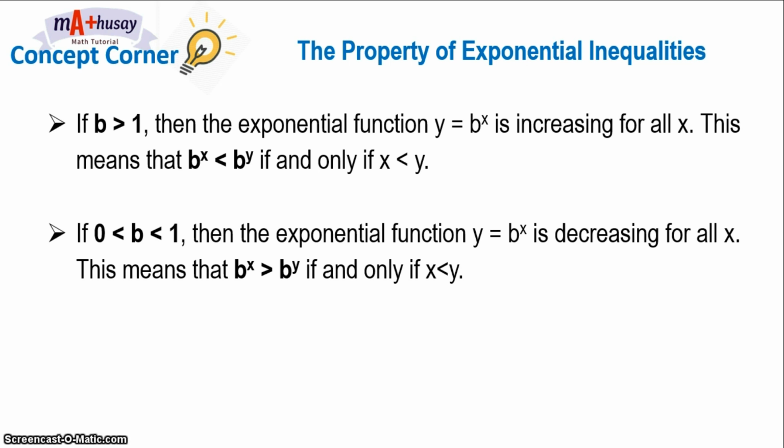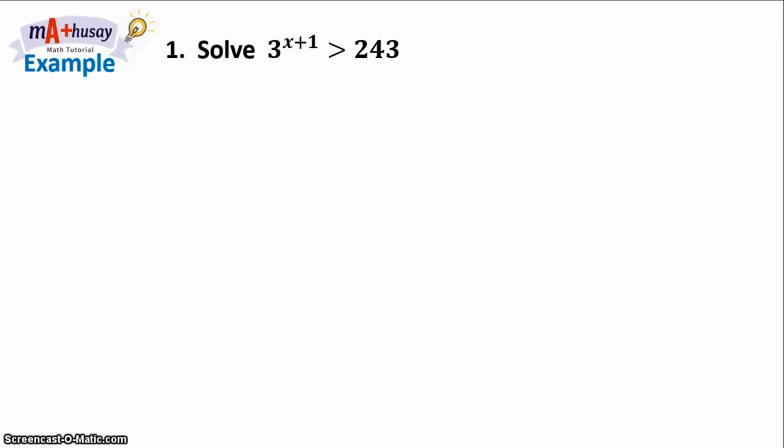So para mas maintindihan kung paano natin i-apply ang property of exponential inequality sa pag-solve ng ganitong problem, let's take these examples. Example number 1. Solve 3 raised to x plus 1 greater than 243. Ang una nating gagawin is that we have to rewrite 243 into exponential form na kung saan yung base niya is positive 3. So, copying the 3 raised to x plus 1, so yung 243 ay pwede nating i-rewrite into exponential form as 3 raised to 5.